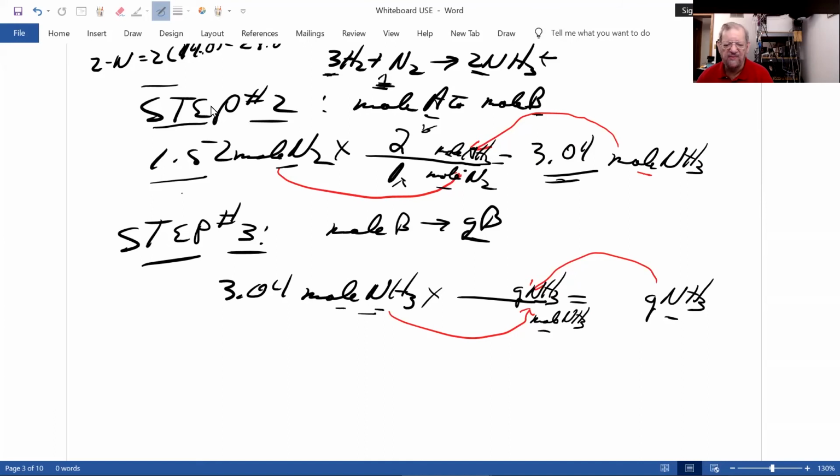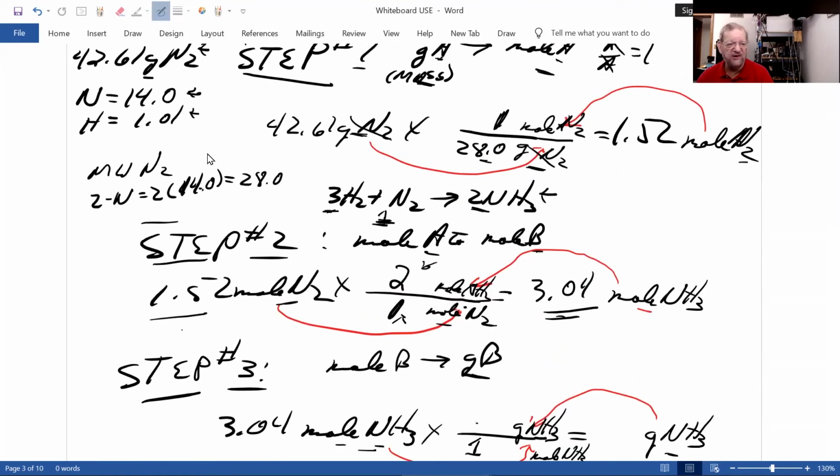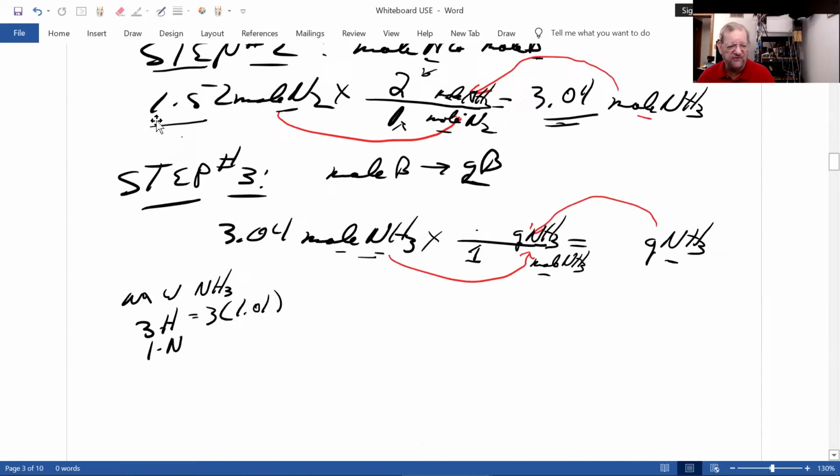And where do we get these numbers? One mole of a compound equals its molecular weight in grams. What's the molecular weight of ammonia? It's the sum of all atomic weights: 3 hydrogen, 1 nitrogen. 3 times 1.01, because that's the atomic weight, which I gave you, but you need to find out on your own from the periodic table. Notice hydrogen 1.01, the 3 significant figures, nitrogen 14.0.